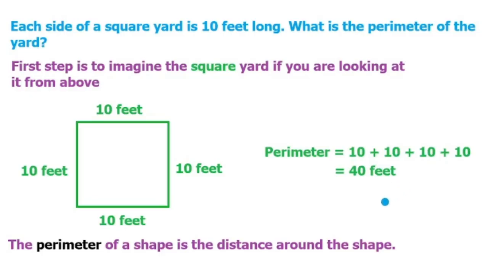And here you could practice your skip counting by 10, right? 10, 20, 30, 40. 40 feet. So the perimeter is 40 feet.